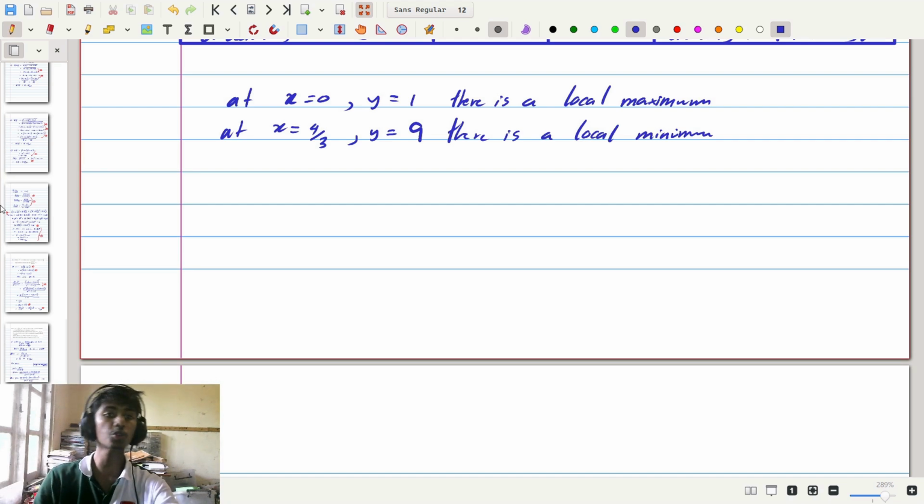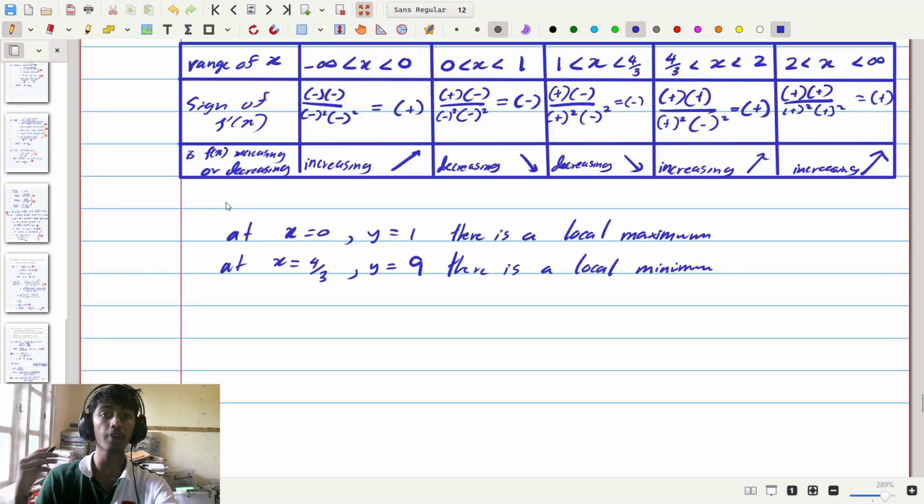Now, other than these 2 points, we need a bit more information in order to draw the graph, and the little bits of information that we need in addition to these 2 points are the vertical and horizontal asymptotes. Now, first we consider the vertical asymptotes.